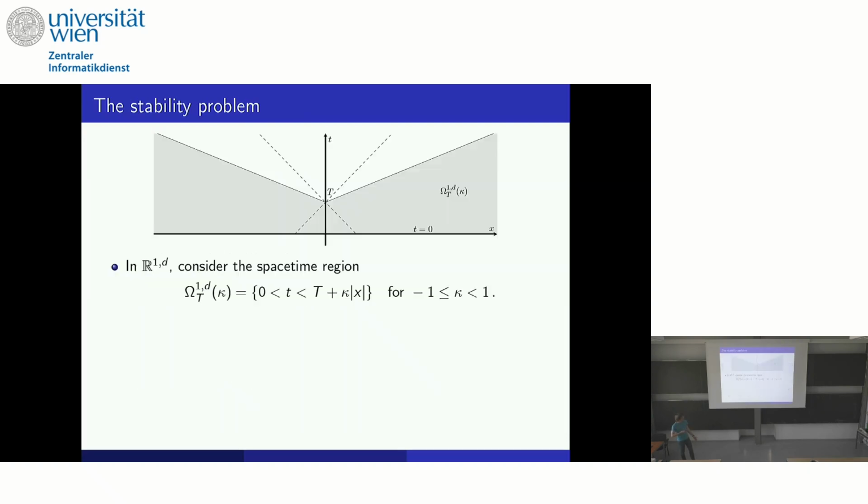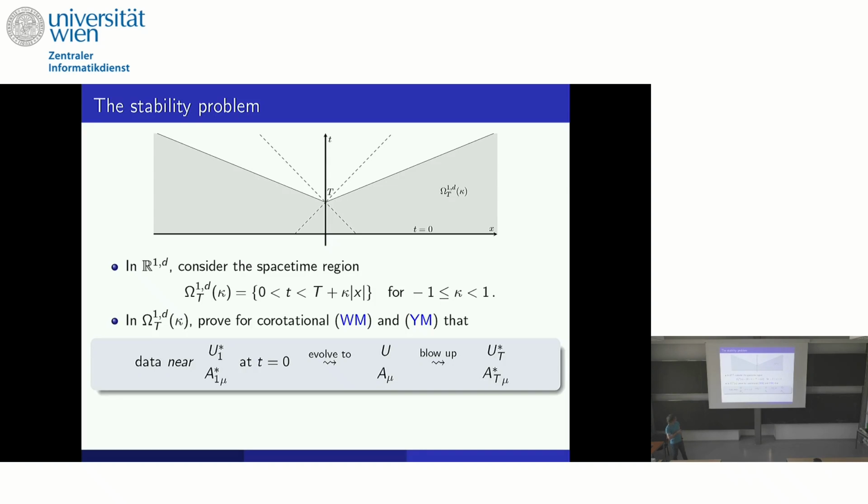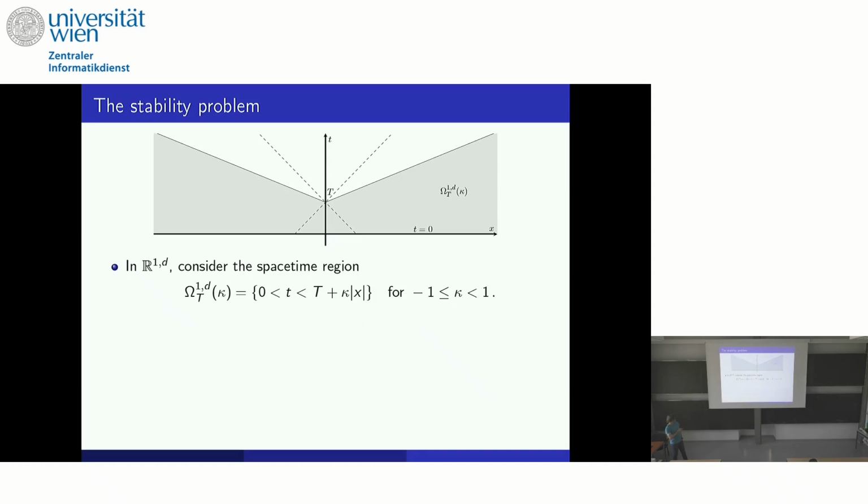To be more precise, what do I mean by this? We consider the following space-time regions, omega of kappa. This is the gray shaded region here in Minkowski space-time. For instance, kappa equals -1 would correspond to the backward light cone of this blow-up event here. Kappa equals 1 would correspond to the full exterior of the future light cone of the singularity.